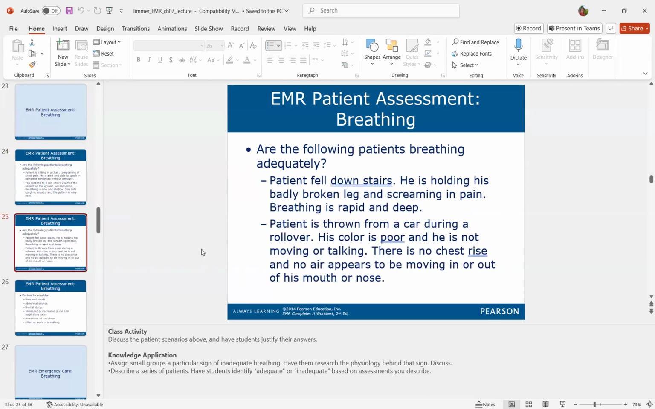Patient fell downstairs, they're holding their badly broken leg and screaming in pain, breathing is rapid and deep. They're probably breathing adequately in that it's appropriate for that situation.